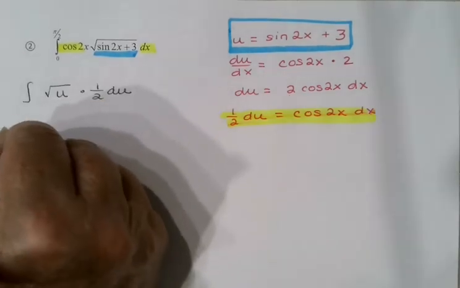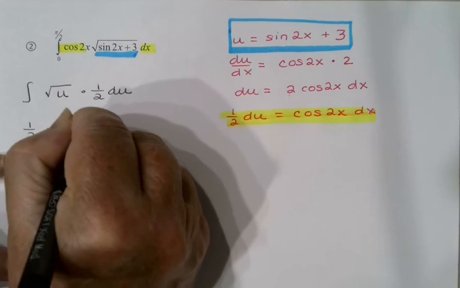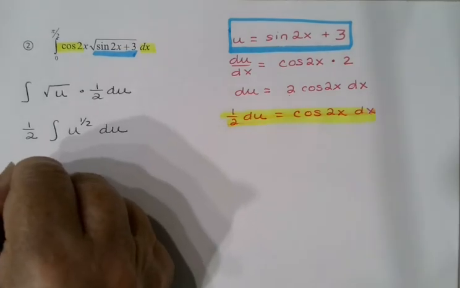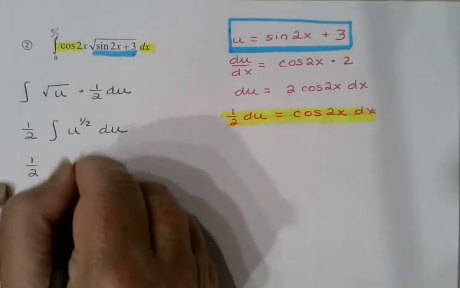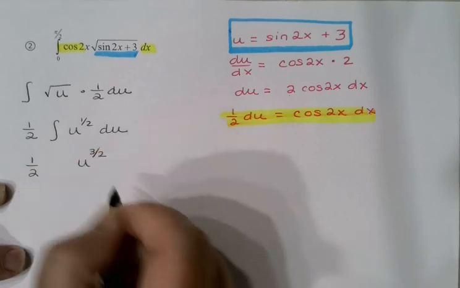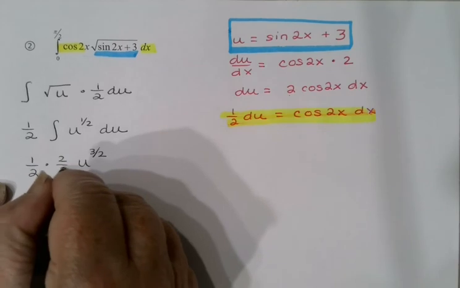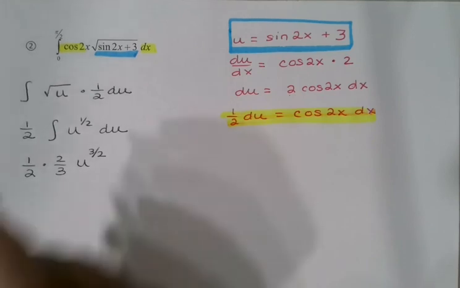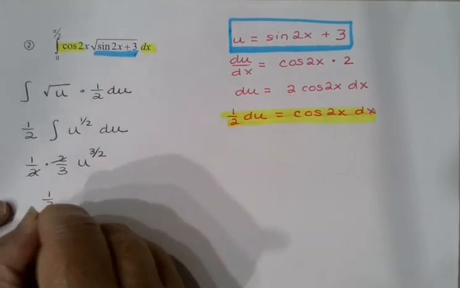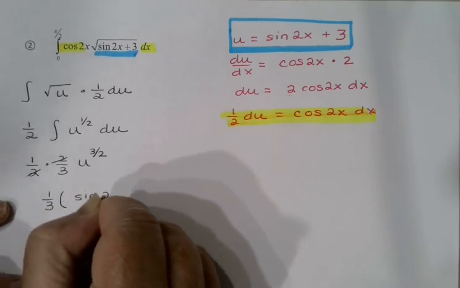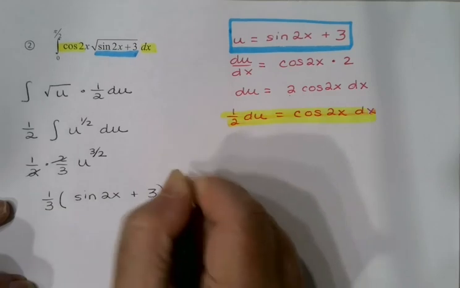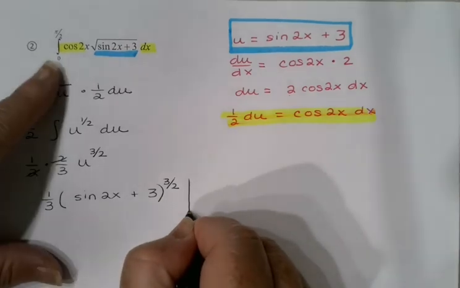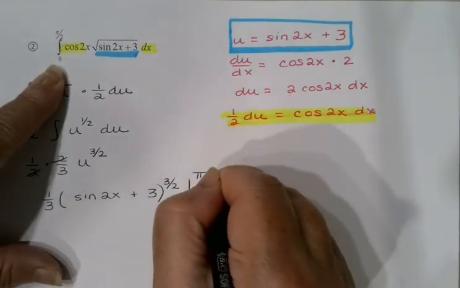I'm going to pull the 1/2 out and just rewrite that as u to the 1/2 du to make it a little bit easier to see my power rule here. Increasing the exponent by 1 gives me u to the 3/2, and dividing by 3/2 is the same as multiplying by 2/3. Again, I won't bother with the plus c because it's a definite integral. So I get 1/3, and my u is sine 2x plus 3 to the 3/2 power. Now that I've got the x's back in, I can plug in my limits of integration from 0 to pi halves.